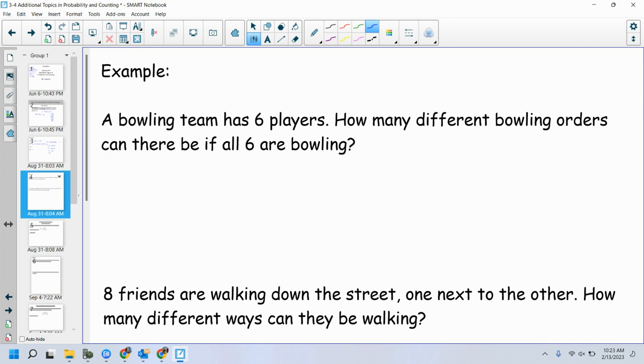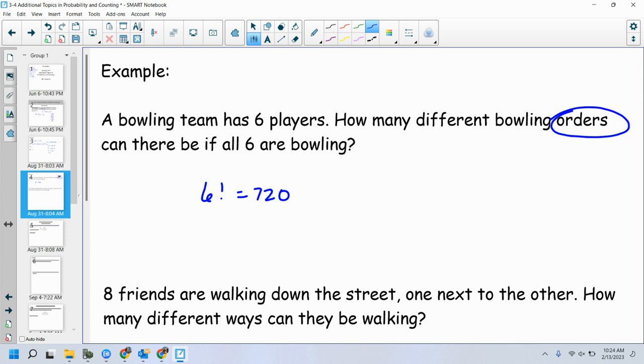All right. A bowling team has 6 players. How many different bowling orders can there be if all 6 are bowling? I'm not choosing a set out of them. All I'm saying is that we've got 6 different bowlers. How many different orders can they go into? The key word being orders. I'm not asking how many different teams I could make. I'm saying the orders in which they are bowling. Well, that would simply be 6 factorial, which I believe we said was 720. There are 720 different ways that we could make that team.